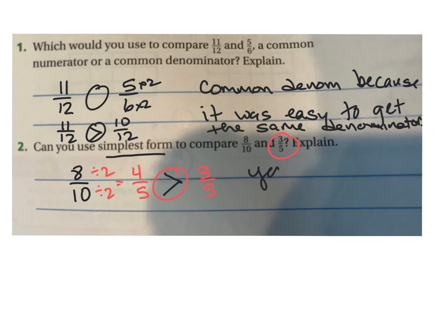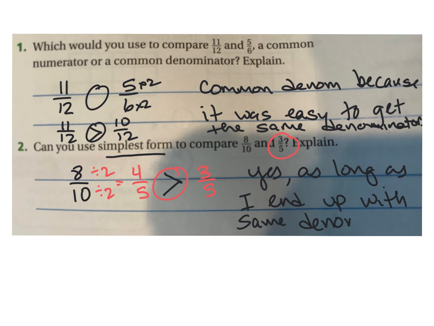So their question is, can you use simplest form to compare 8/10 and 3/5 and explain? Yes, I can, as long as I end up with a common denominator. As long as I end up with a common denominator, then I can compare them. I can compare the numerators, the amount of the pieces that you're getting out of the thing cut into 5. So there's the answer to that.